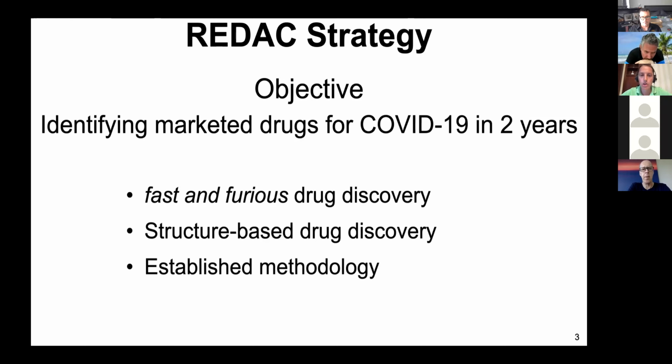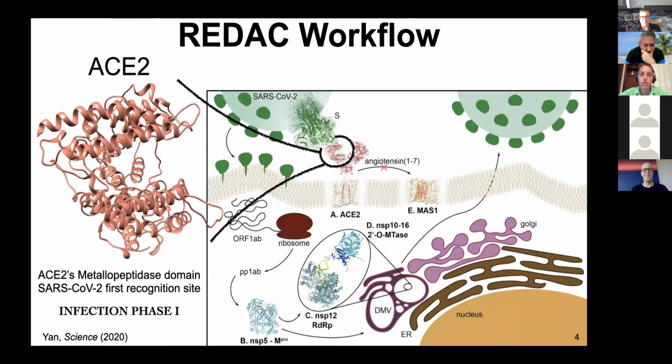So no methodology innovation is foreseen in this kind of project because we don't have time. We want to discover the drugs as soon as possible. So just to go directly to the overall picture of the project, we identified five important molecular targets in the virus, in COVID-19, so in the virus infection.